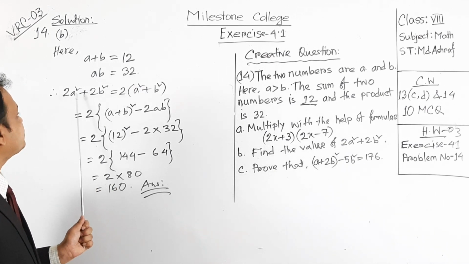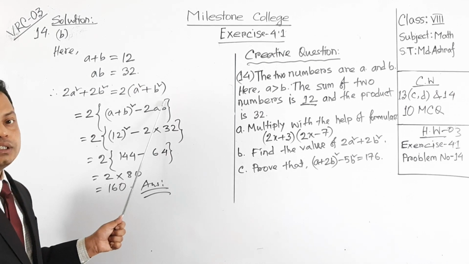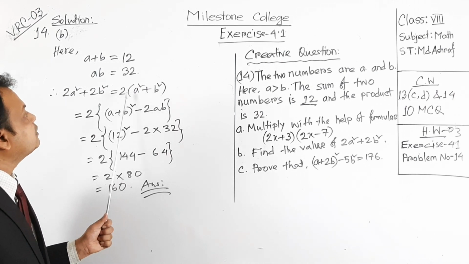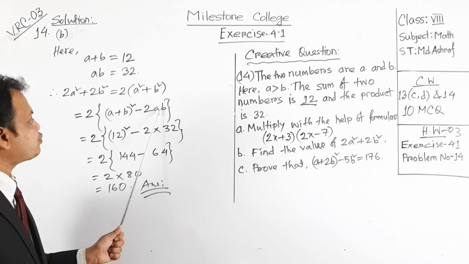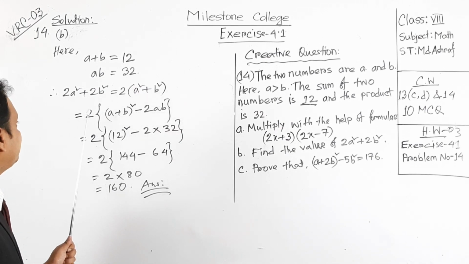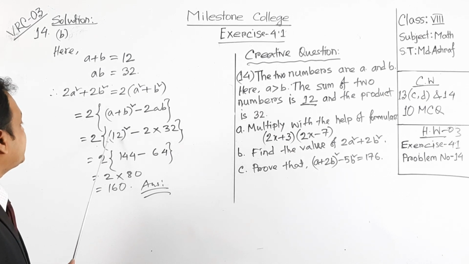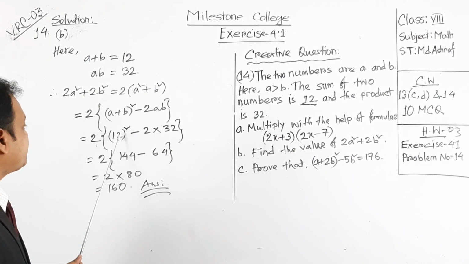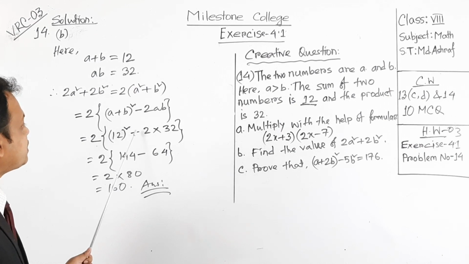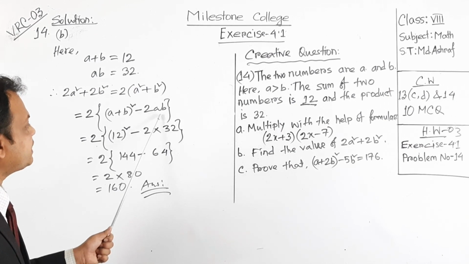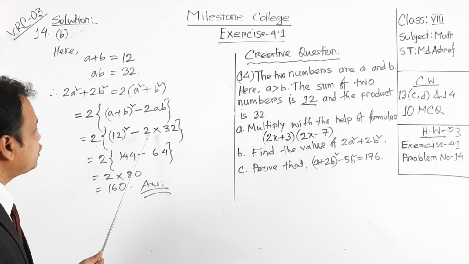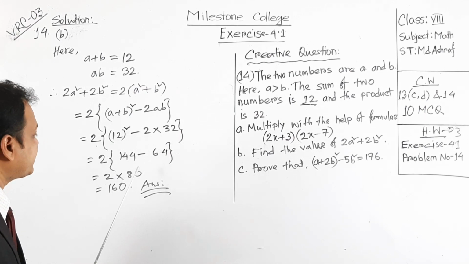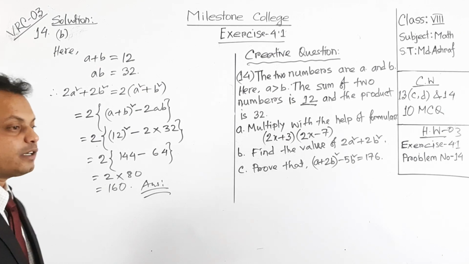Take common 2 from this expression, we get 2 into a square plus b square. Now apply the corollary for a square plus b square: a square plus b square equals a plus b whole square minus 2ab, and the 2 will remain as multiplied. So 2 multiply, put the value of a plus b, 12 whole square minus 2 into 32. 12 square is 144 minus 2 into 32 is 64. By subtracting we get 80, multiplied by 2, we get 160.